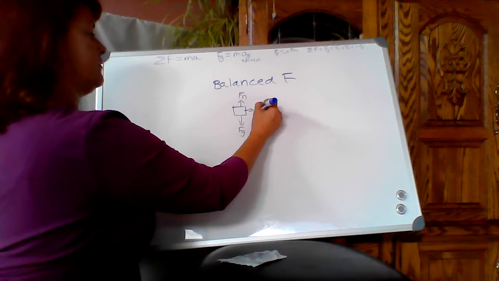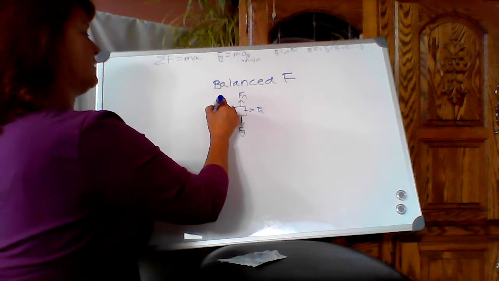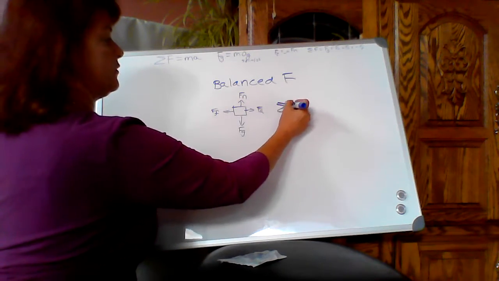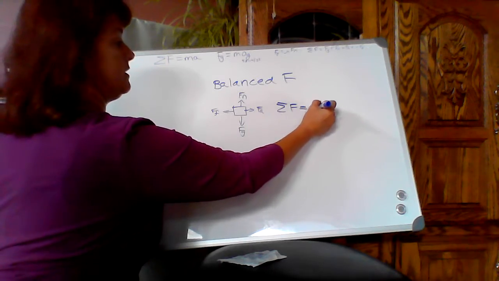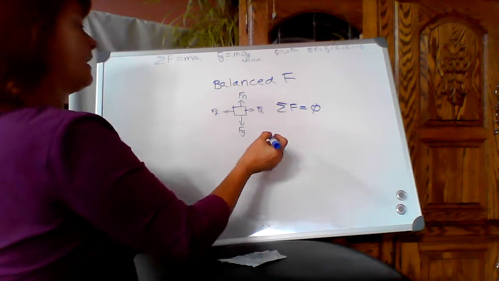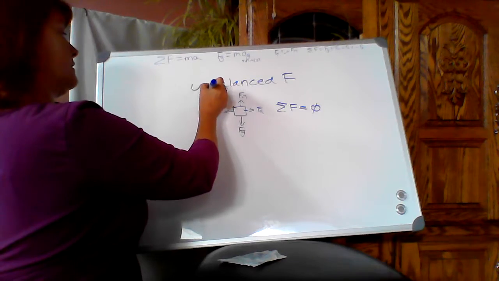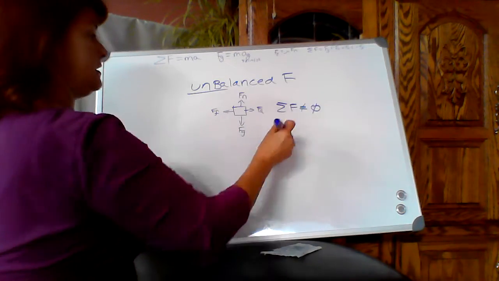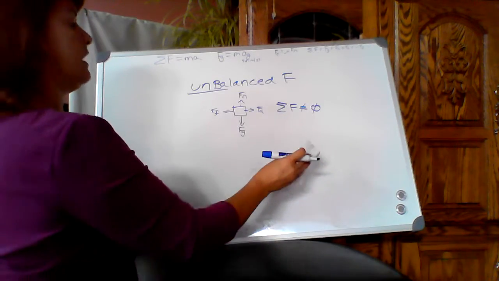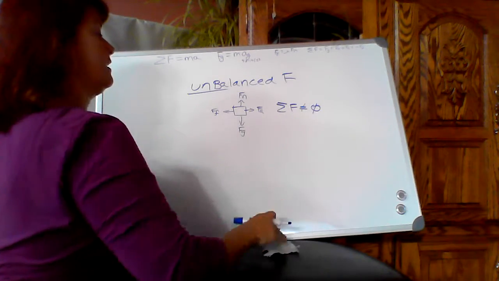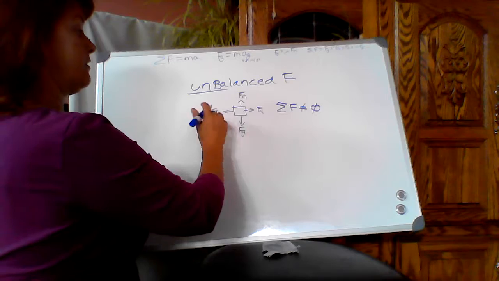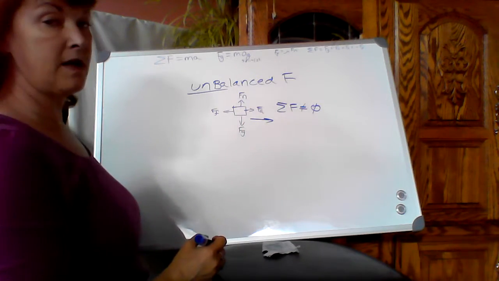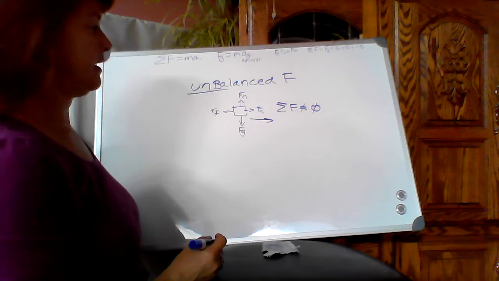And the frictional force and the applied force are going to be equal and opposite. So the sum of the forces will then be 0. If you have unbalanced forces, that means the sum of the forces will not be 0. Okay, one of these is greater than another. So if the force applied is greater than the force of friction, then it will have an acceleration in the direction of the force applied.